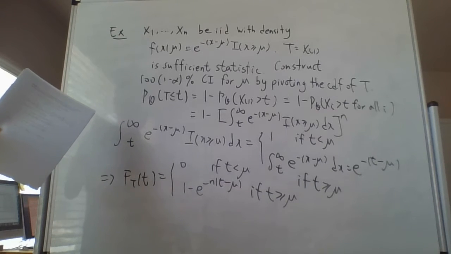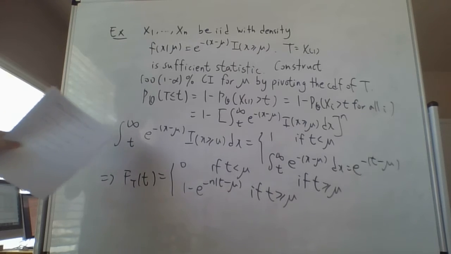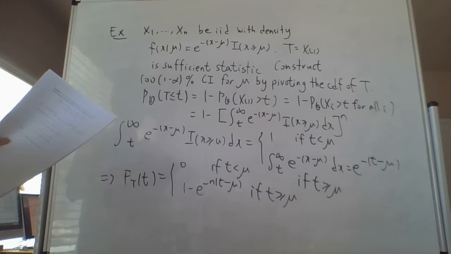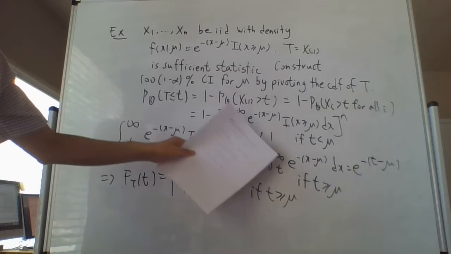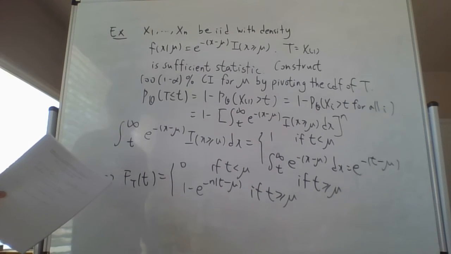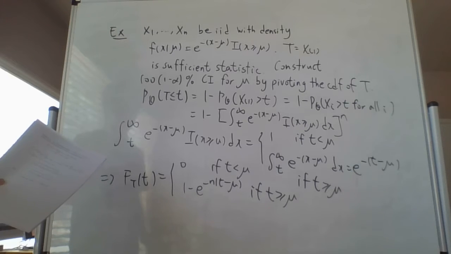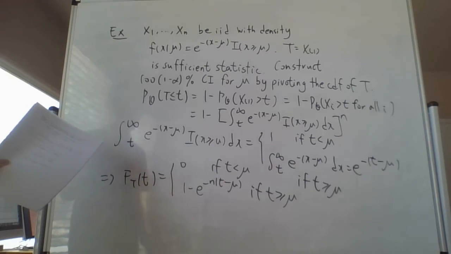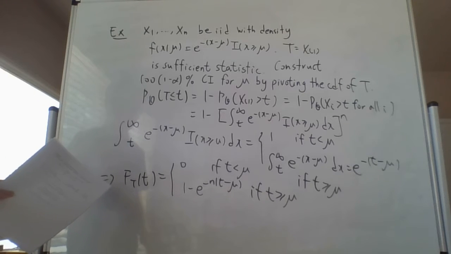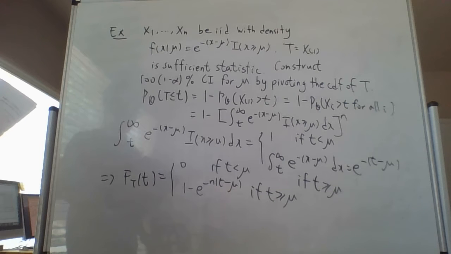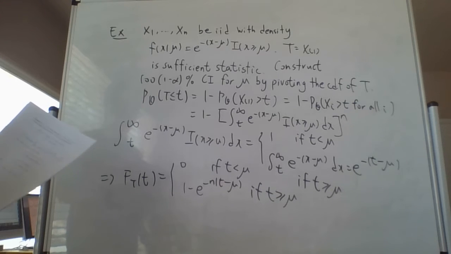To get the CDF, we subtract the probability that x_1 is greater than t from 1. So the CDF is 0 if t is less than mu, and if t is greater than or equal to mu, the CDF is 1 minus e to the power of minus n times (t minus mu).